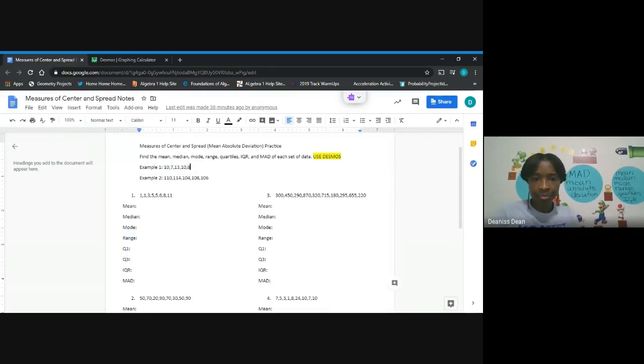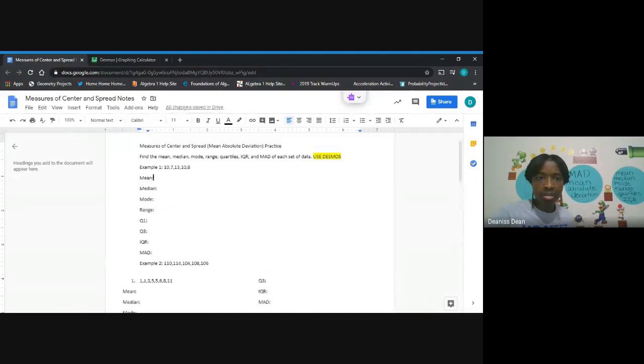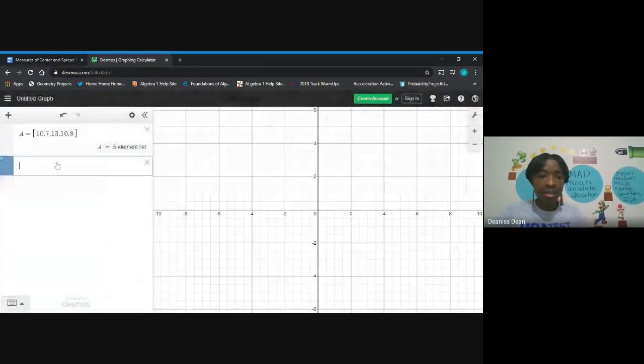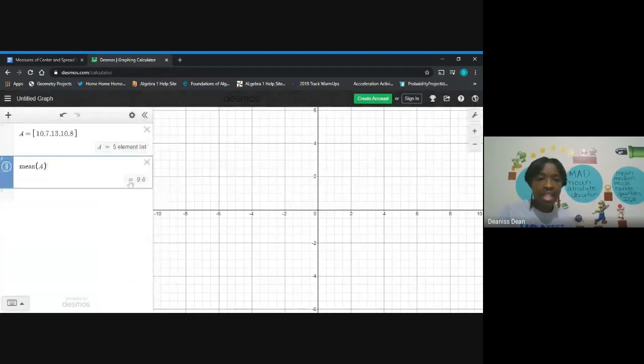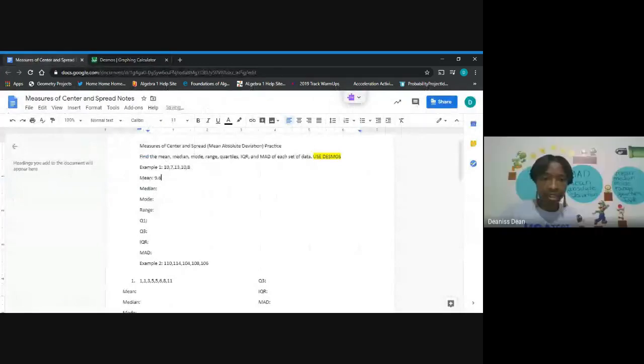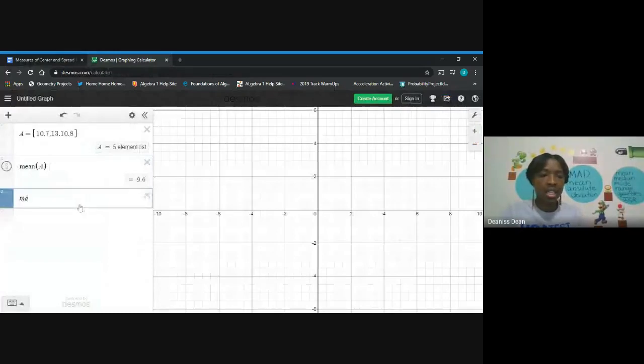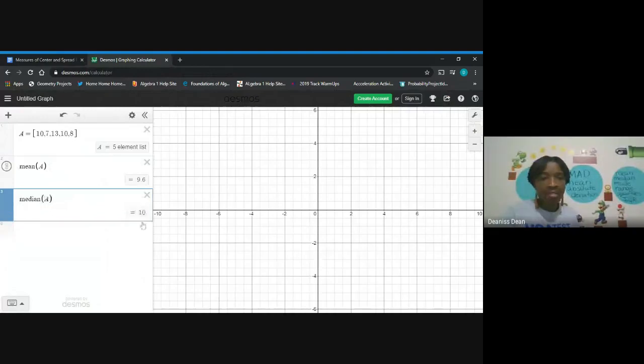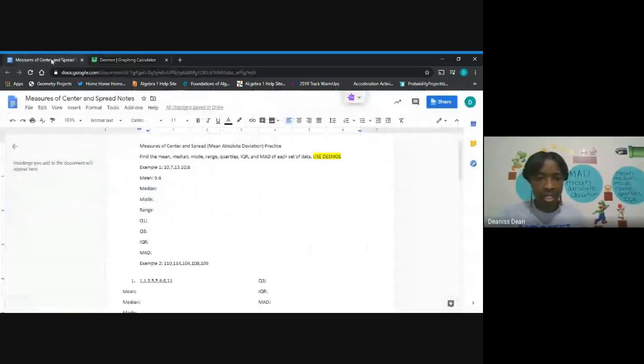So all I'm going to do is when I go in Desmos, I call my data set A. So I'm going to type out the word mean, put the letter A in parentheses, and it tells me the mean of my data set is 9.6. So I know it's 9.6 for the mean. The median, I do the same thing, type in the word median, put the letter A. I find out the median, the middle number in my data, is going to be 10. So there I'm going to put 10 for median.